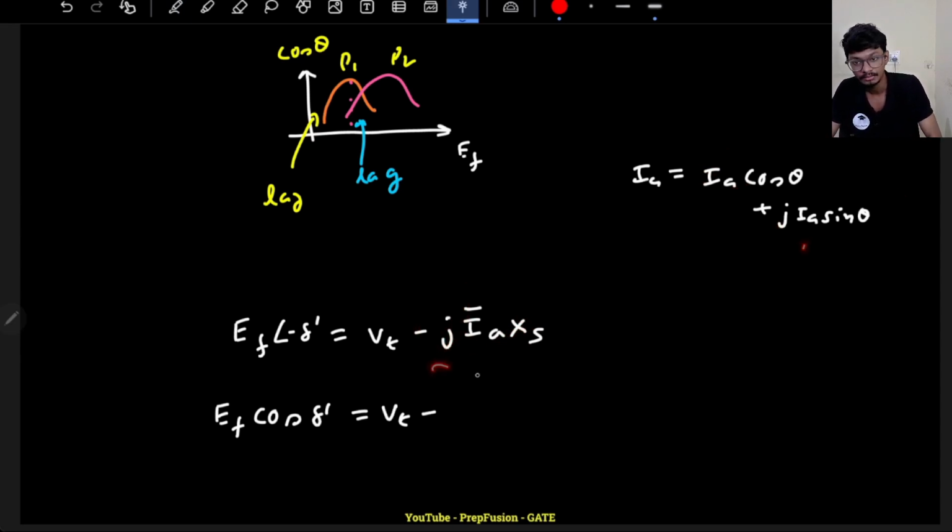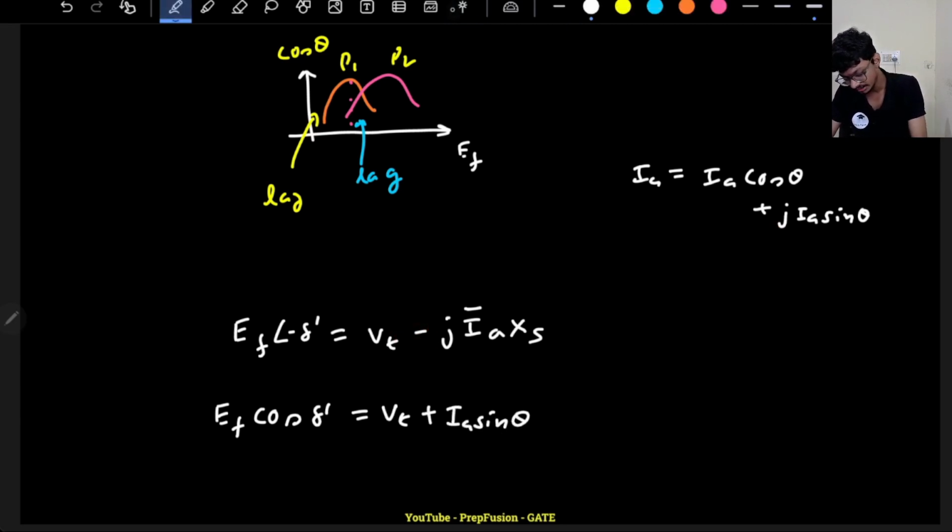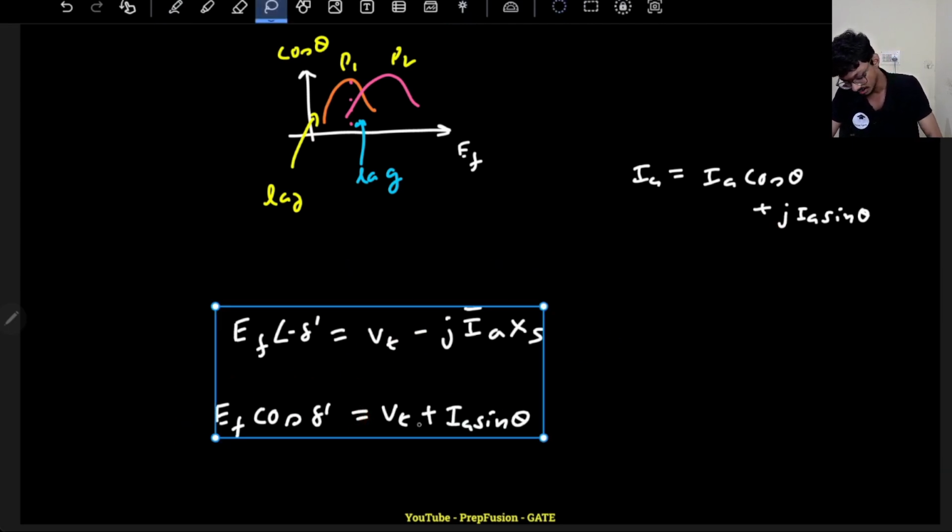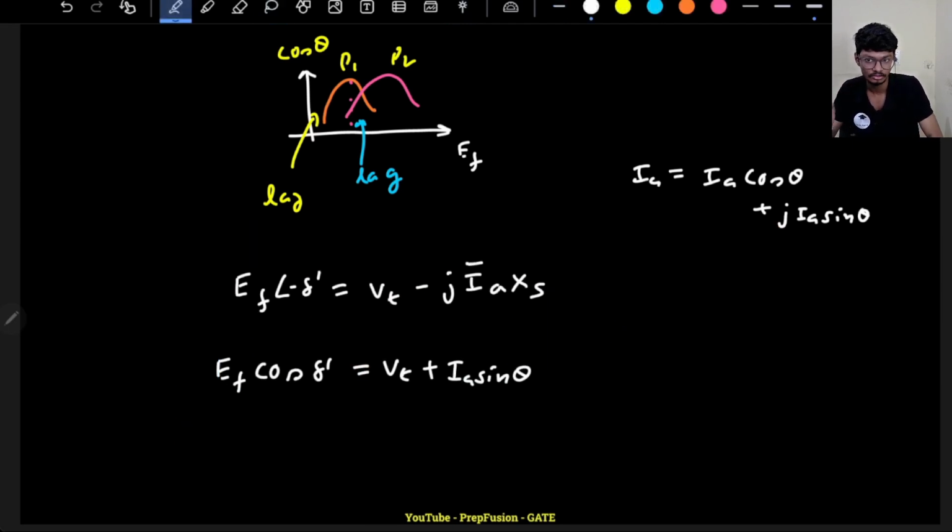So j into j becomes minus 1, which is already there. So this will become plus IA sin theta. So EF cos delta is equal to VT plus IA sin theta. What is EF sin delta? Without drawing the phasor also I can solve it. I am telling you different methods, whichever one is suitable to you, you use that method.